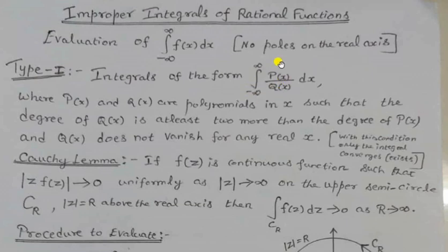One is the integral of the form minus infinity to infinity f of x dx, and this f of x is of the form p of x by q of x. Both are polynomials in x such that the degree of q of x, the denominator, is at least 2 more than the degree of p of x. That is the condition. And q of x does not vanish; the denominator should not be equal to 0. So with this condition only the convergence will hold. Therefore, with that condition we'll evaluate and get the value for this integration, that is type 1.